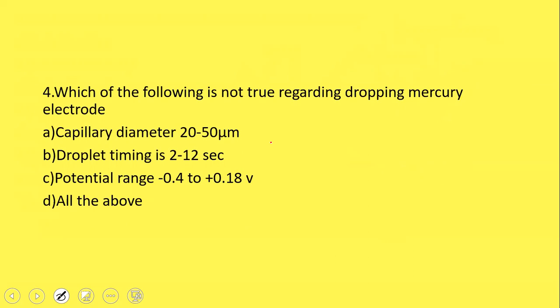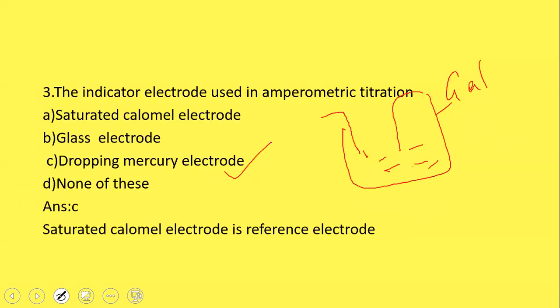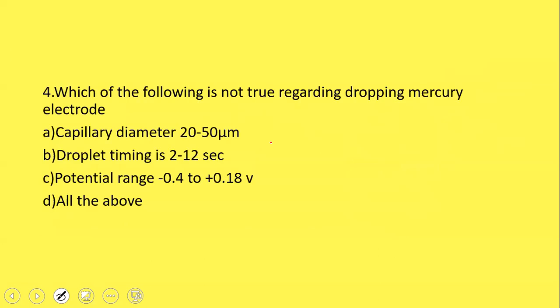Next question. Which of the following is not true regarding dropping mercury electrode? So we have seen that the indicator electrode is the dropping mercury electrode. Which of the following is not true regarding that electrode?